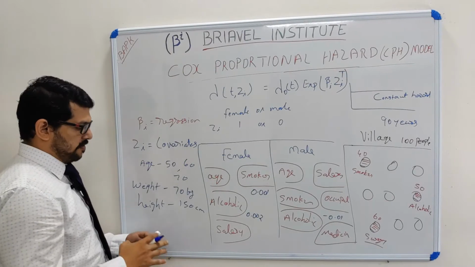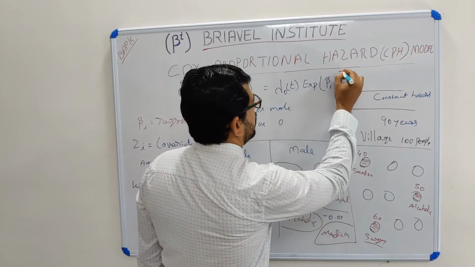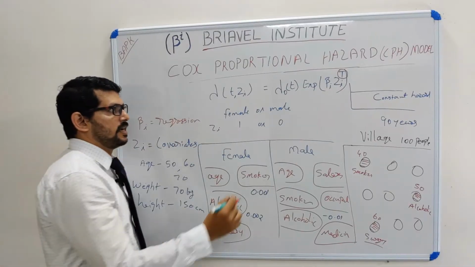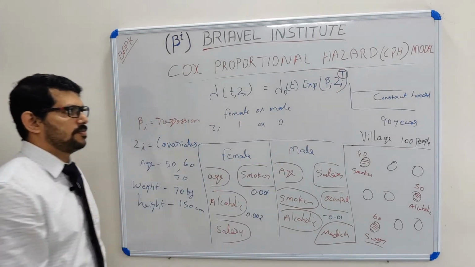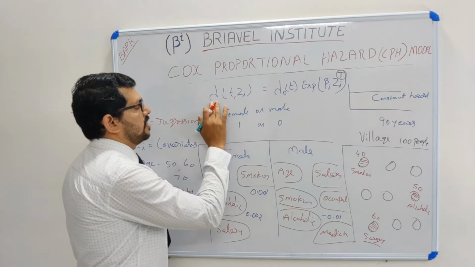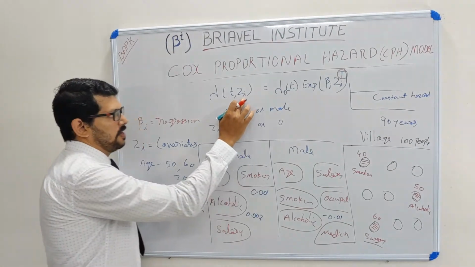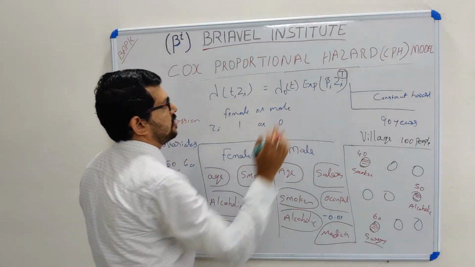And next, one more term is there. It is a T. This T is a transpose of the vector. It is not lifetime. It is a transpose of the vector. So this is our equation: the hazard rate lambda depends on time and covariates Zi. So lambda of t and Zi is lambda 0 of t times exponential of beta i and Zi.